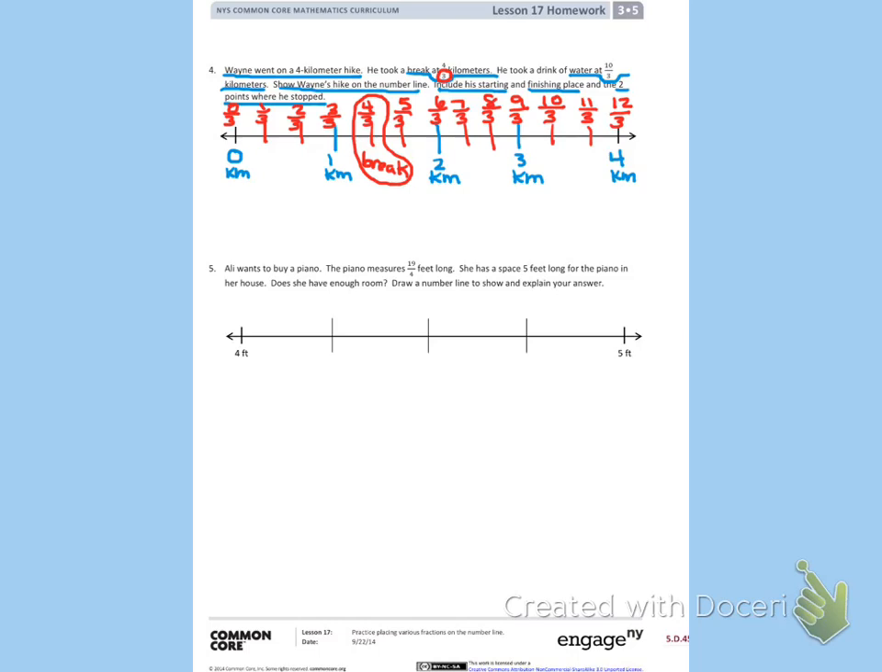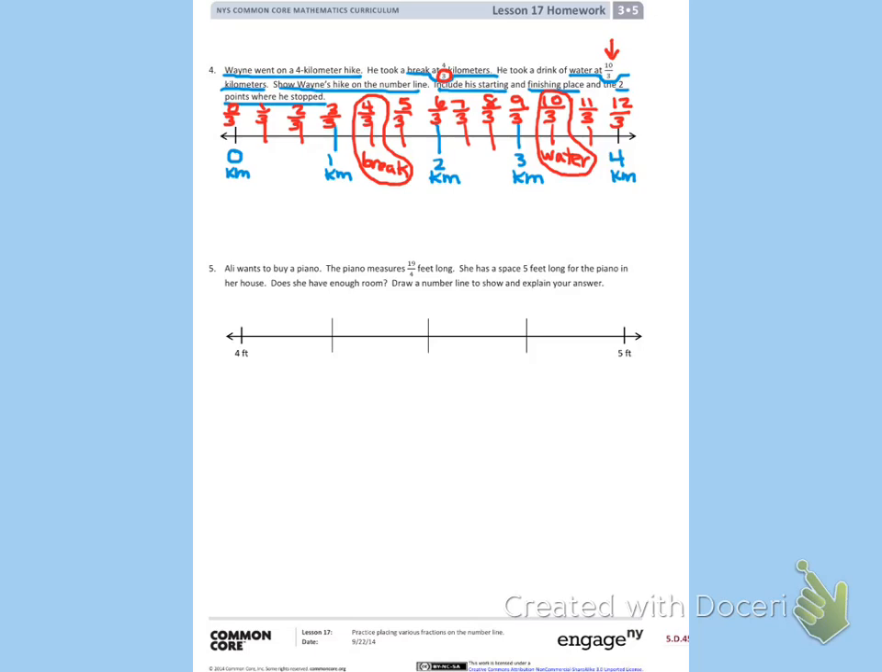Well, the other place he stopped was when he took a drink, and that was at 10/3. That is information that is mentioned right there. So where is 10/3? Okay, I found it. That's where he took a drink of water. So I'll put down water here. I think I'll go ahead and circle it so my teacher knows that I followed directions.